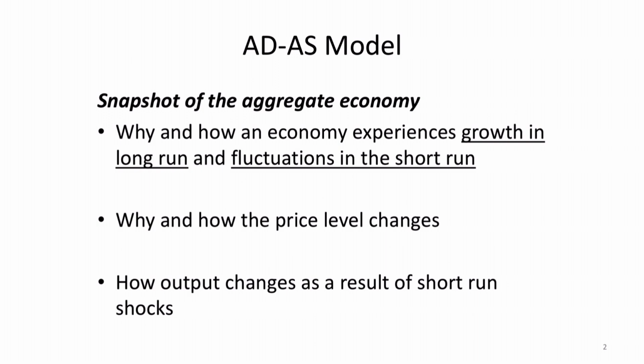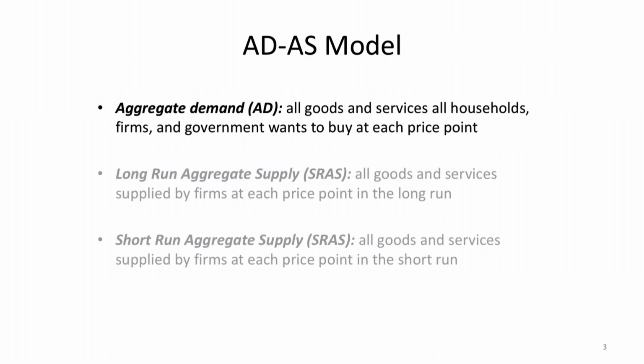It helps explain why and how we observe changes in the price level in the economy and how changes in output respond to shocks in our economy. So in this module, we will focus specifically on explaining aggregate demand. Aggregate demand is the sum of the demand for all goods and services from households, firms, the government, and from foreign entities.